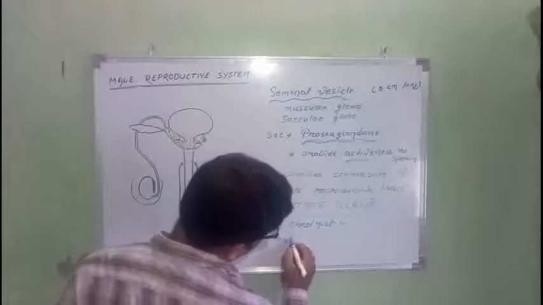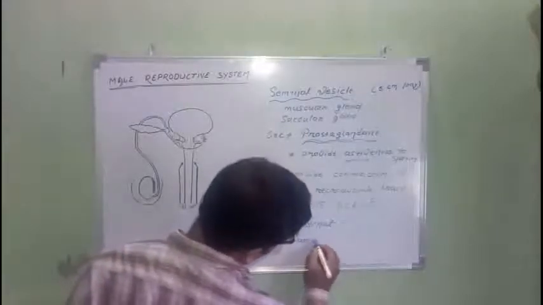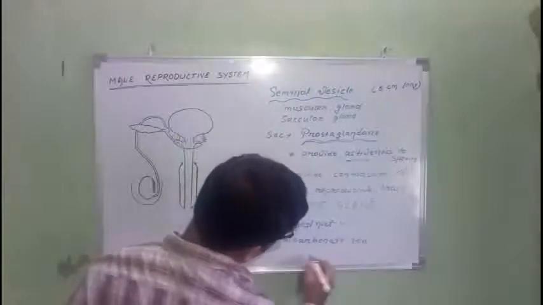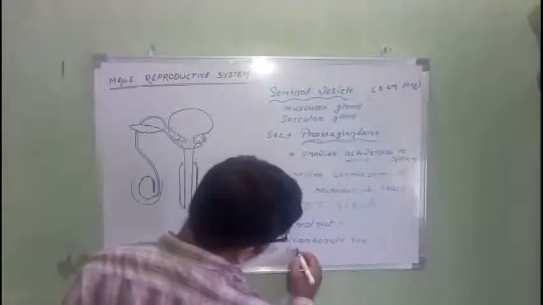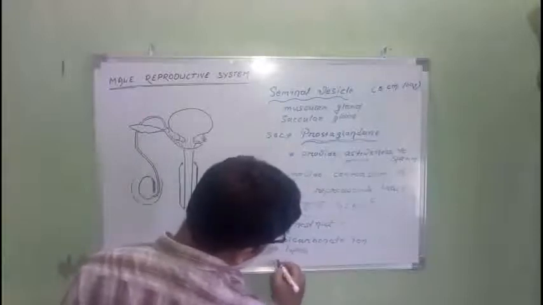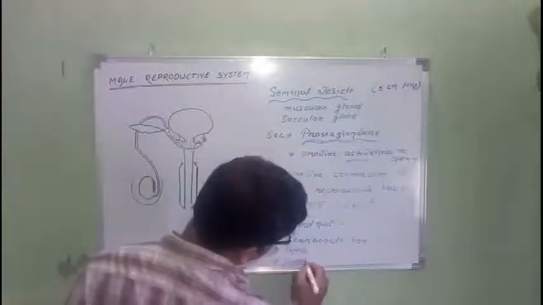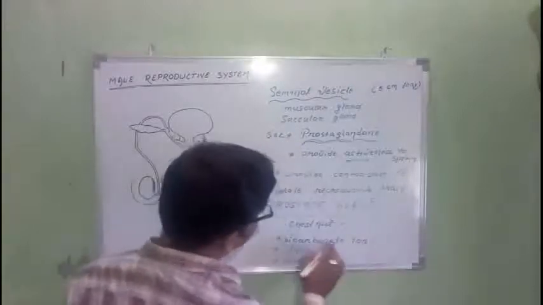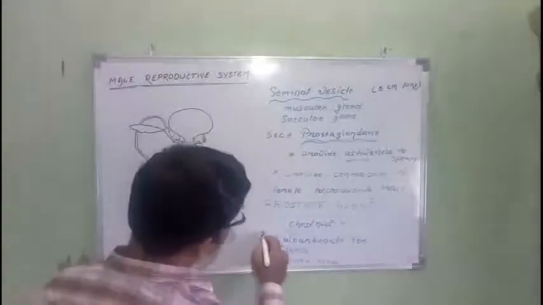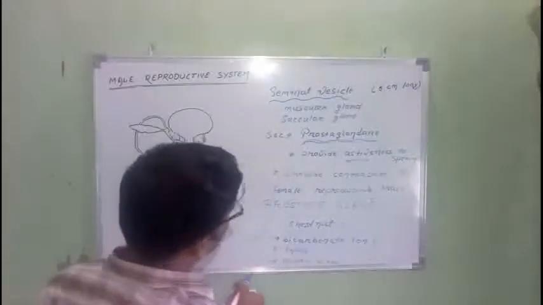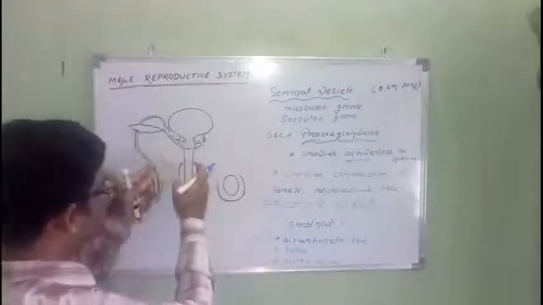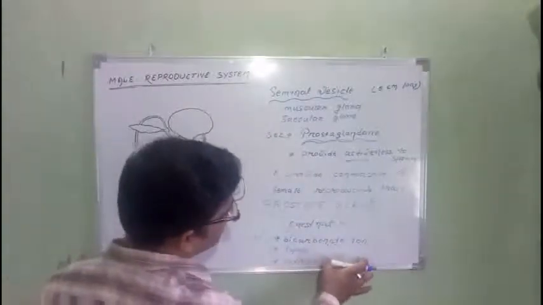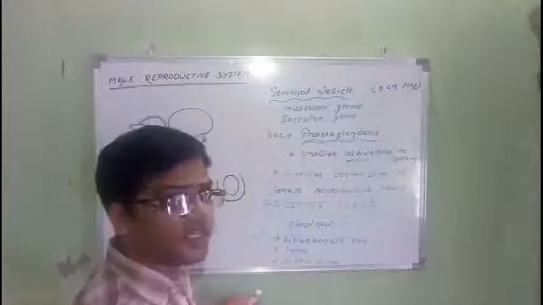Bicarbonate ion, lipids, then citric acid. Such kinds of things are present in the secretion of the prostate gland. Whatever secretion happens there will be released from there. Bicarbonate ion will be present, lipids will be present, and citric acid also will be present.